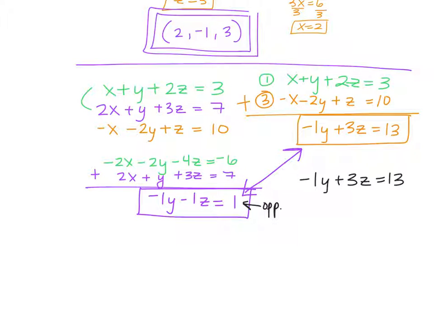Okay, so if I take the opposite of each of these, this is going to be a positive 1y, a positive 1z, and a negative 1. Okay? Eliminate. What do we get? 4z equals 12.